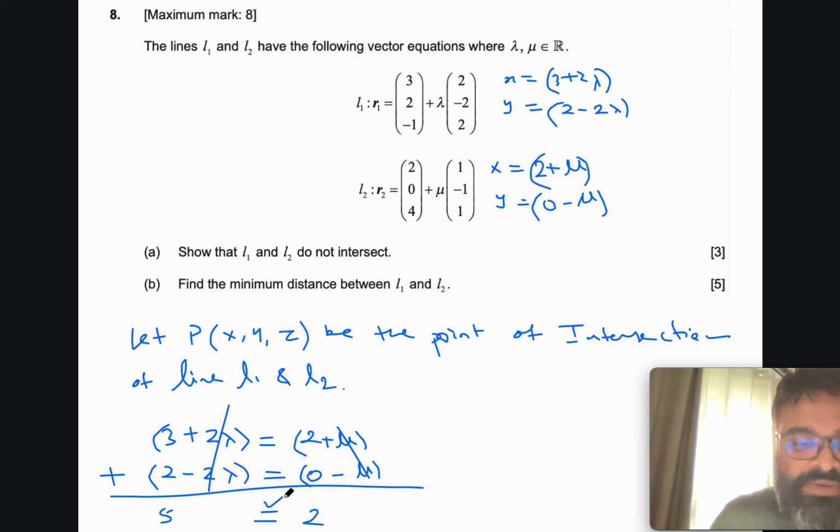So you get 5 is equal to 2. That's absurd, right? So if you get a condition like this, that definitely means that there is no point which will satisfy both the lines, and there is no point of intersection.